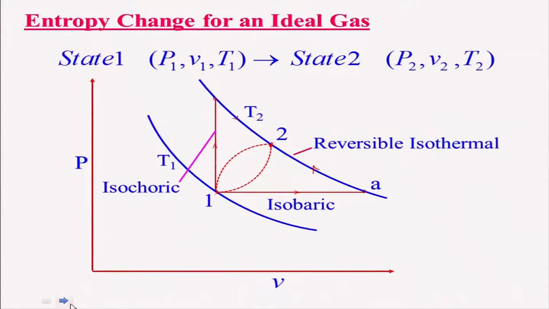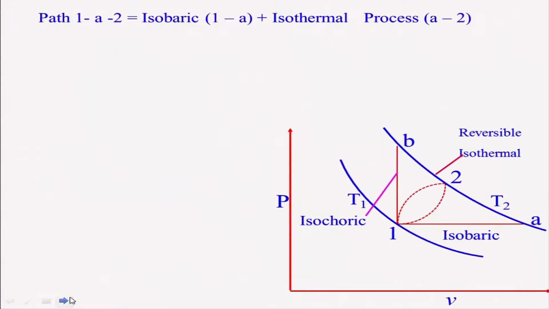So, we can estimate the entropy change between state 1 and state 2 this way. At this point we are calling it B. So, for the path 1A2, the entropy change between state 1 to 2 consists of isobaric 1A and isothermal A2, both reversible.